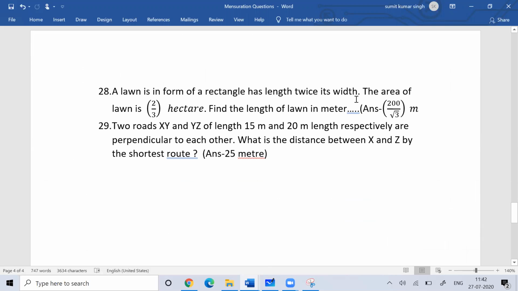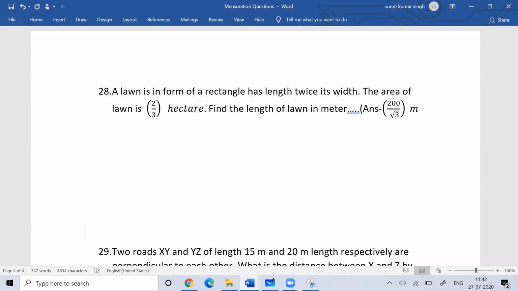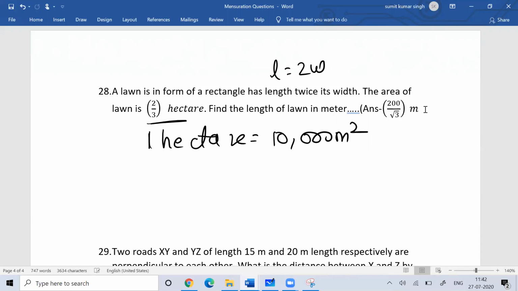Then the next question is, a lawn is in the form of a rectangle having length twice its width. The length is double the width and the area of the lawn is 2 by 3 hectare. You should know 1 hectare is equal to 10,000 meters square. You should know this. Okay.